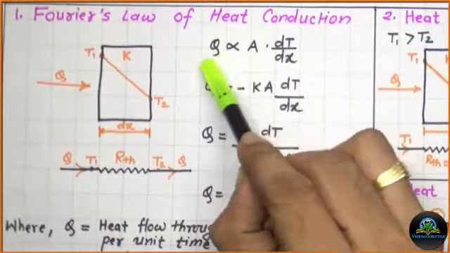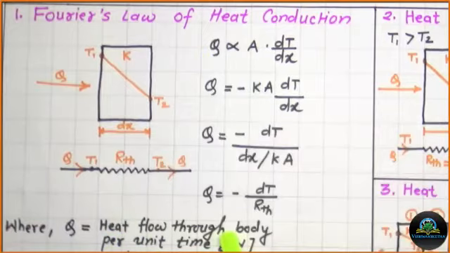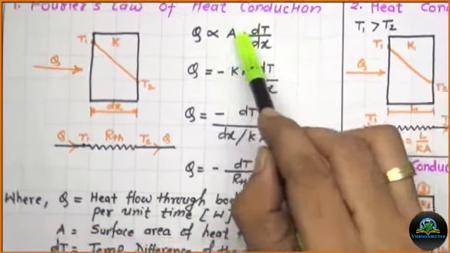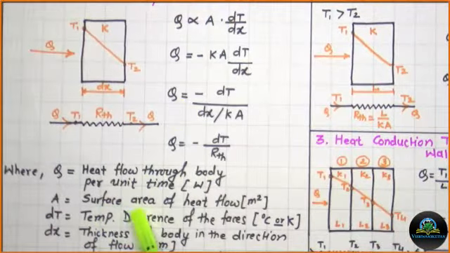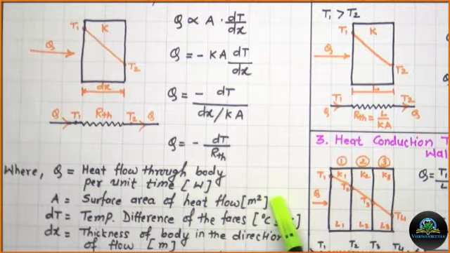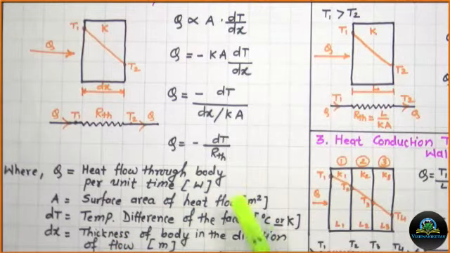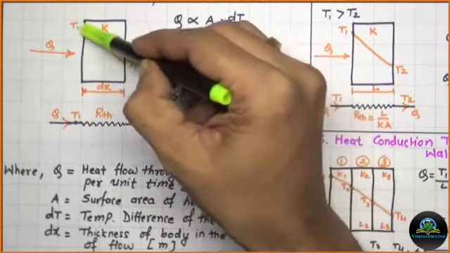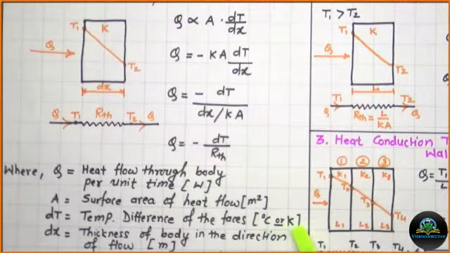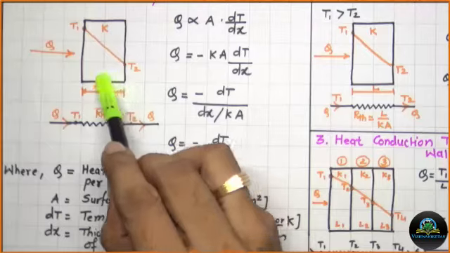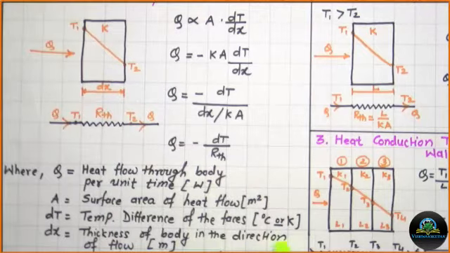Now this Q is the amount of heat flow through the body per unit time in watts. This capital A is nothing but the cross-sectional area in meter square. dT is the temperature difference at these faces in degree Celsius or Kelvin. dx is the thickness of the body in the direction of flow in meters.